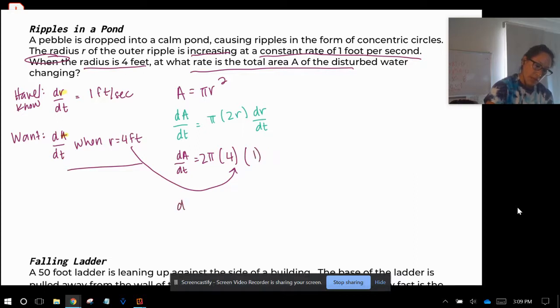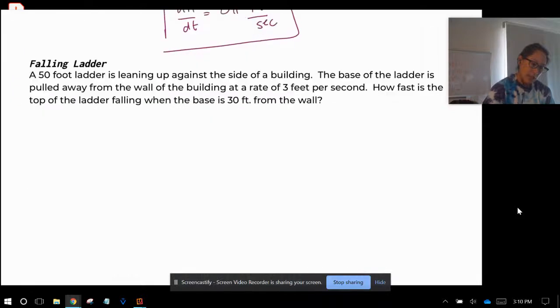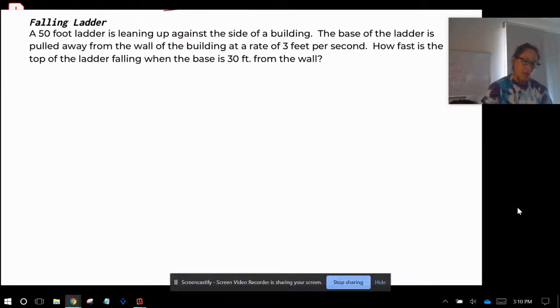Okay, so dA/dt is equal to 8π feet squared per second. Feet squared because it's area, feet squared per second. All right, last one on this video. A ladder problem, classic.